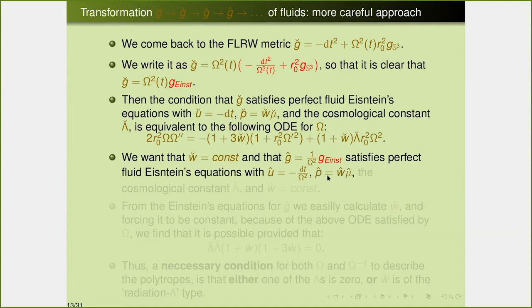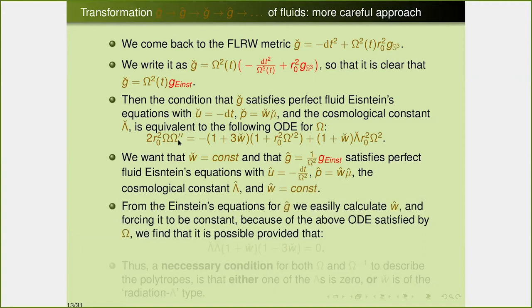Again, I don't assume anything about it. I simply want that I have here a perfect fluid with the same function, so there will be a similar equation for one over omega. And this system is very stringent. If I want W check and W hat to be constant, then this system of two second order ODEs for omega is so stringent that you very quickly find integrability conditions.